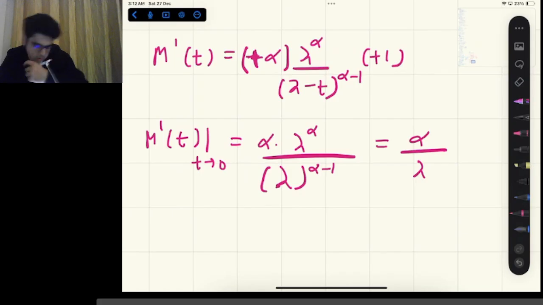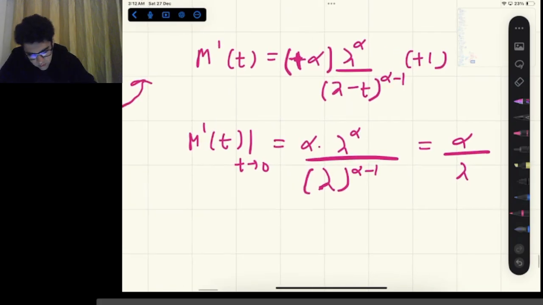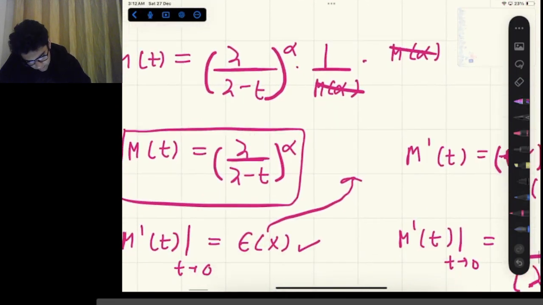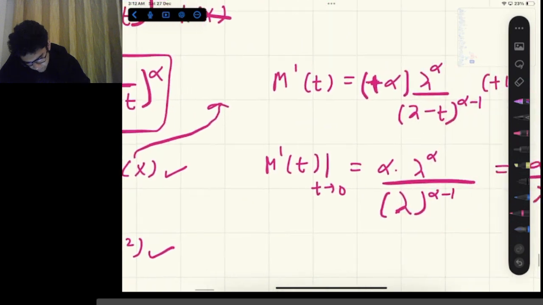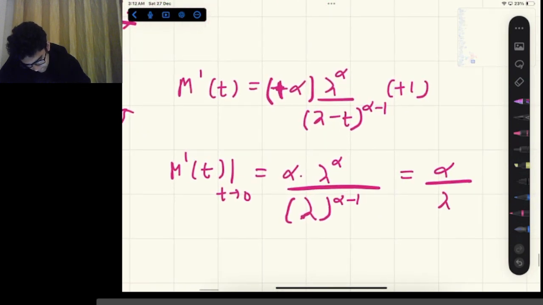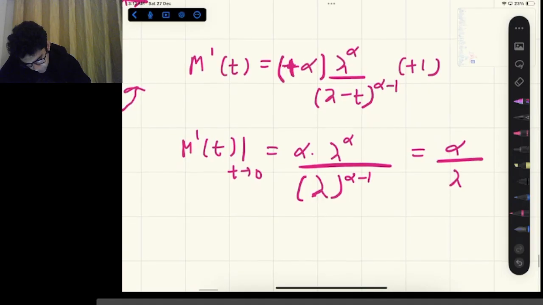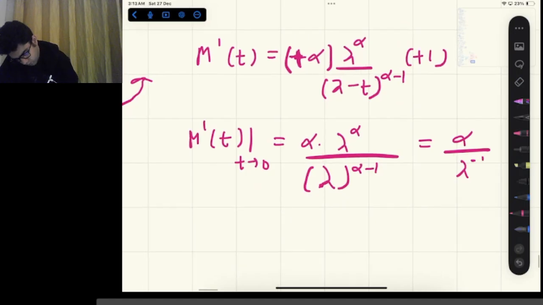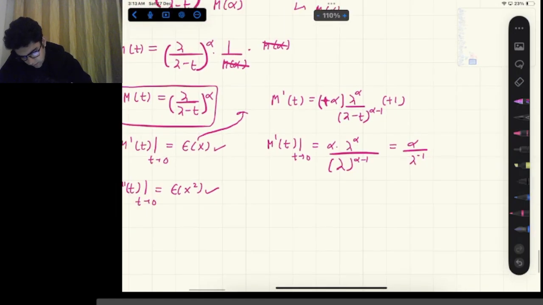Alpha minus 1. Wait a minute. This was alpha, right? So lambda to the power alpha minus 1, alpha minus 1. This becomes minus alpha. I've done something wrong.